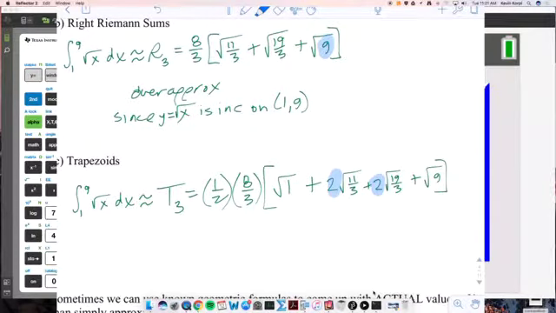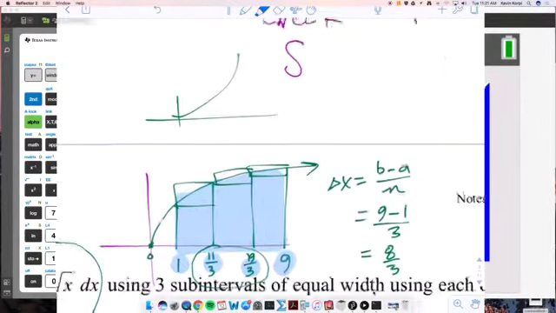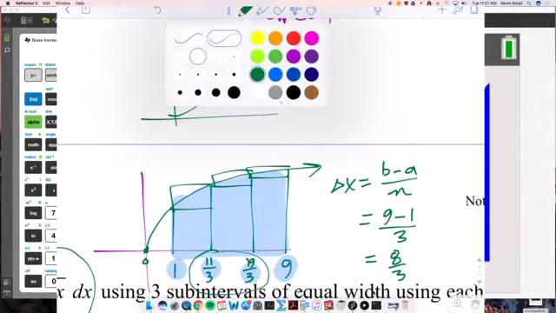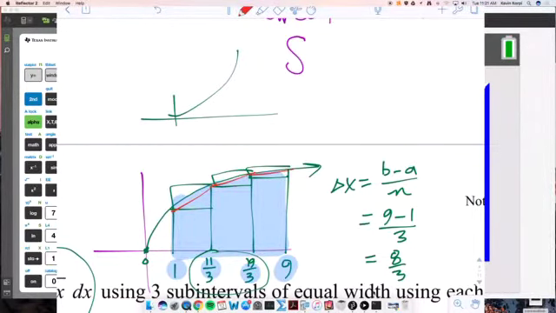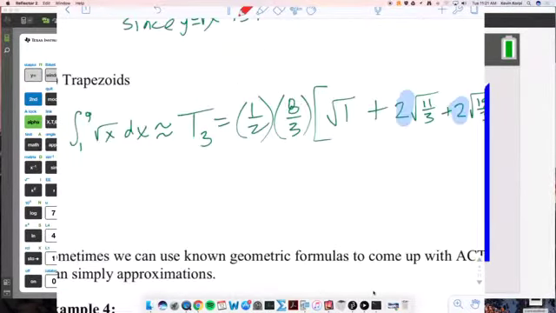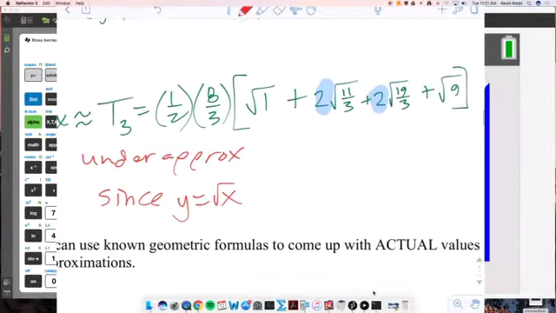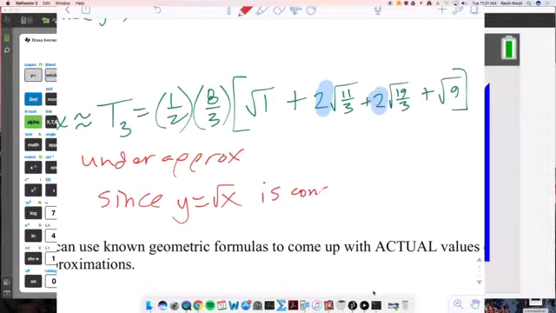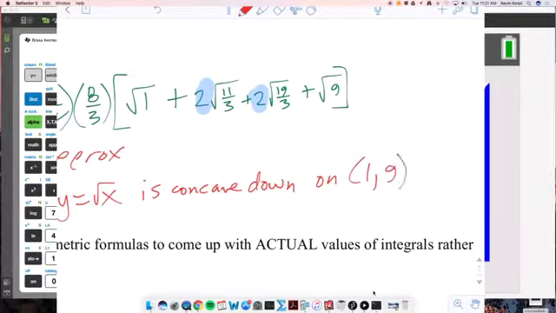Now, is this an over or an under approximation? This one doesn't care if it's increasing or decreasing because these are little secant lines. It only cares if it's concave up or concave down. Secant lines are always on the opposite side of the curve from tangent lines. So if you just draw it, when in doubt, draw it, you notice you're not going to be getting enough. You're going to be missing these little slivers. So that should be a what? Under approximation. But here's the reason. This is an under approximation. You'll say not since the function y equals the square root of x is increasing, but since the square root of x is concave down on the interval from 1 to 9.